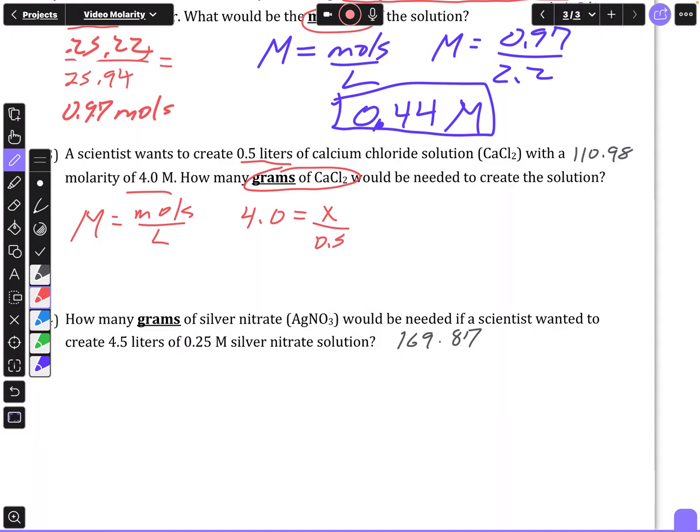And when I solve for X, I will need to multiply both sides by 0.5. It gets rid of it on this side. Then my X is going to be my moles. So 4.0 times 0.5 would be 2.0. And now I'm in moles. But I need my answer in grams of CaCl2. So I'm going to take CaCl2 and add up the molar mass of it. When you add it up, you would get 110.98. And to go from moles to grams, if you remember, we multiply. So I need to multiply by the molar mass.